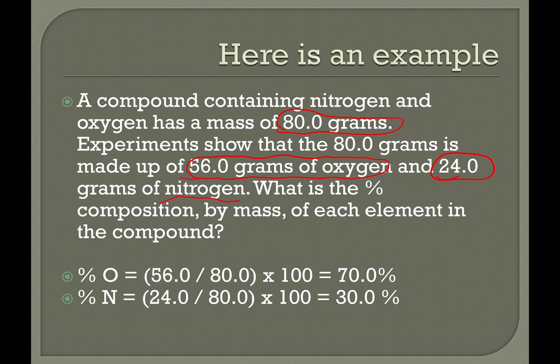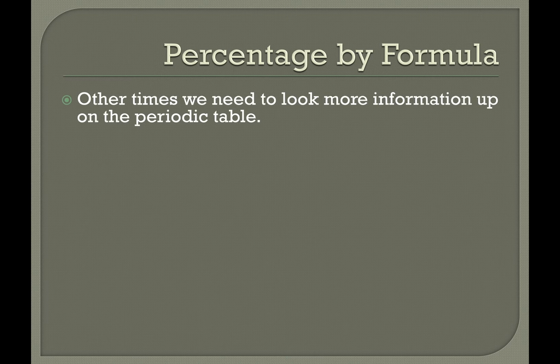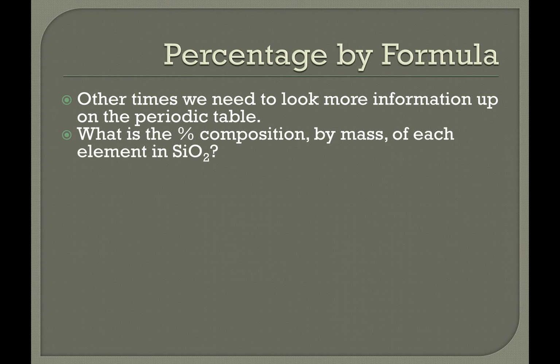For nitrogen, we do the same thing using the part of nitrogen as 24 grams over the whole of the compound of 80 grams, which gives us a percent composition of nitrogen at 30%. So 24 is 30% of 80. Sometimes some of these numbers are nice. Sometimes we're going to have to look information up on the periodic table.